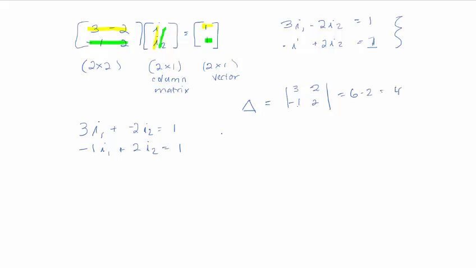And then if I want to find my unknowns, unknown number 1 is found by taking this column and substituting it into the first column.